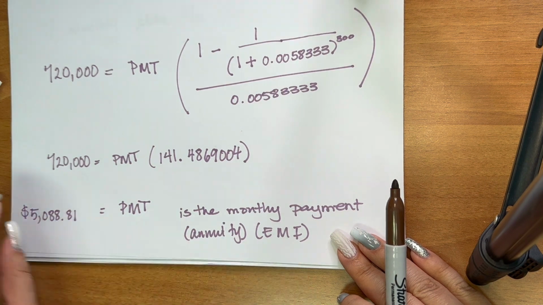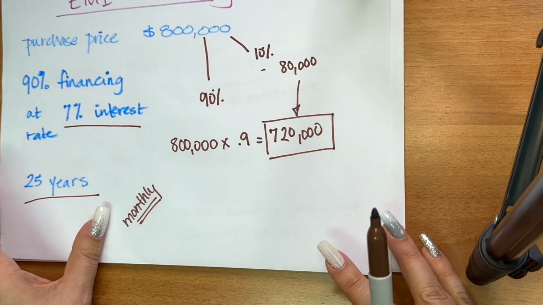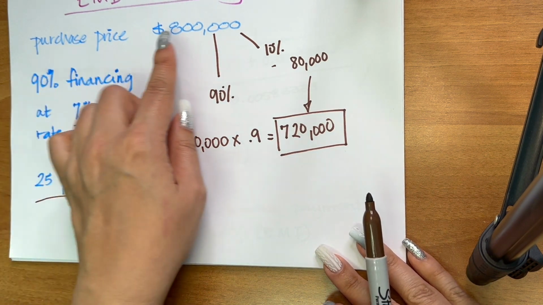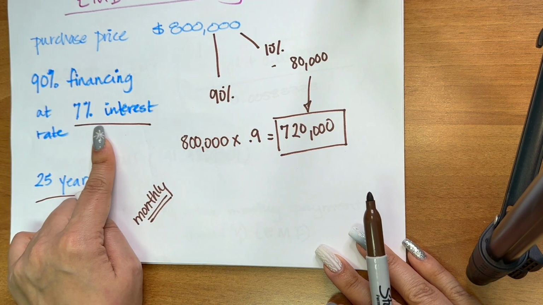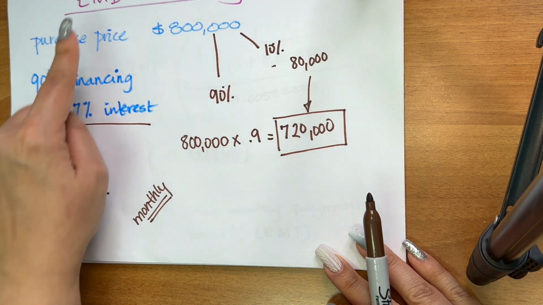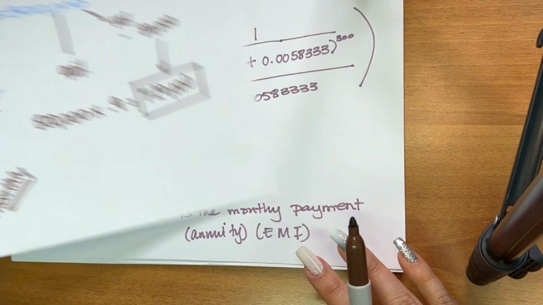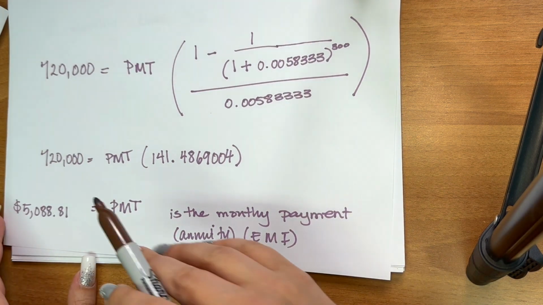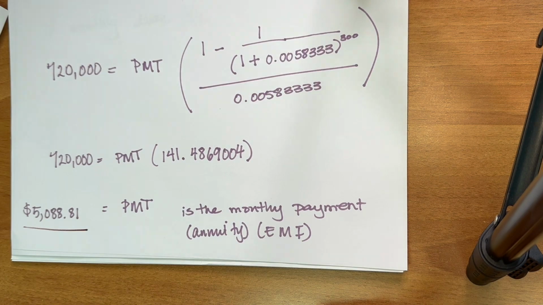Try it again. I'll put the numbers here again. Try it and see if you get the same answer. The purchase price, 800,000, financed at 90%. The interest rate is 7% for 25 years. Calculate the EMI, which is the annuity, and see if you get this answer over here. If you did, then you have done it correctly. Good luck.